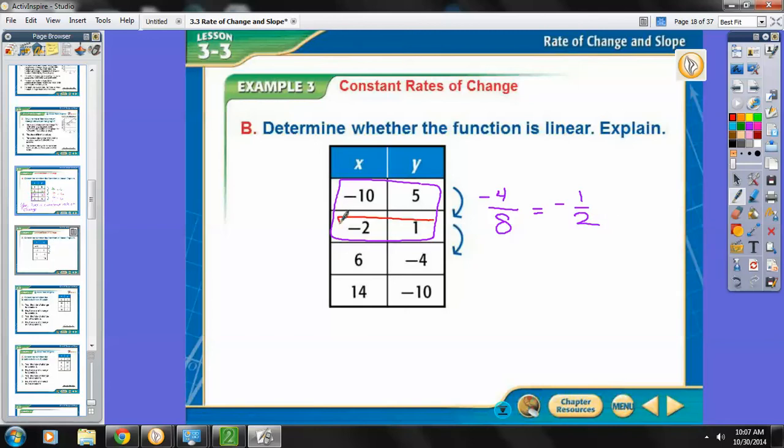Let's look at the second group of ordered pairs. Negative 4 minus 1 is negative 5. 6 minus a negative 2 is 8. Negative 5/8. Right here I know my answer to the question. Is this linear? No. It's not. Why? Because they all don't have the same rate of change. It's not a constant rate of change. So I would say that no, it's not linear. Not a constant rate of change.